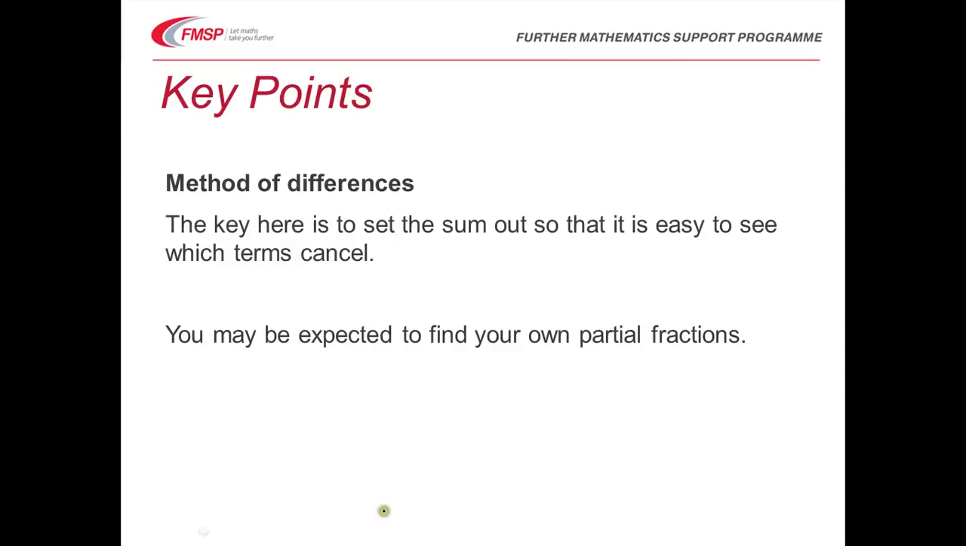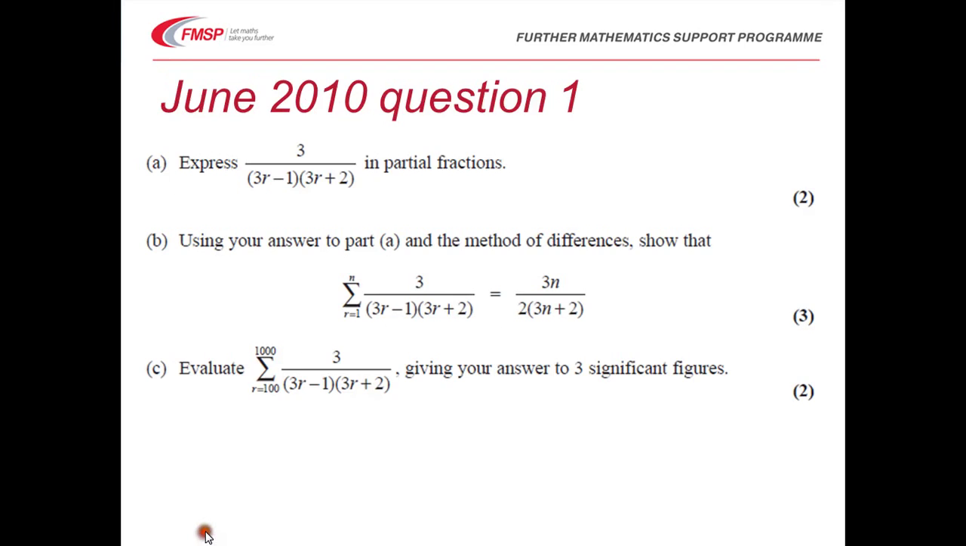And a couple of points specific to the method of differences. The key here is simply in setting your work out clearly. If you make sure that it's easy to see which terms cancel, you won't have any problems. And just note that you might be expected to find your own partial fractions, which is fine because that's core 4 work, and hopefully you're reasonably secure with that.